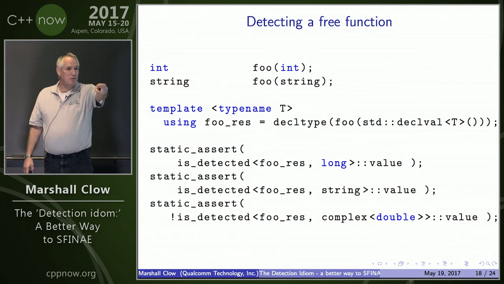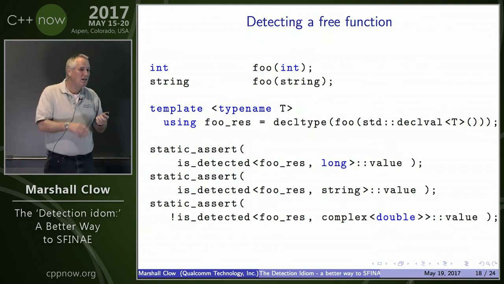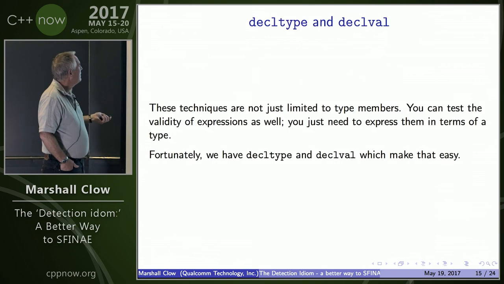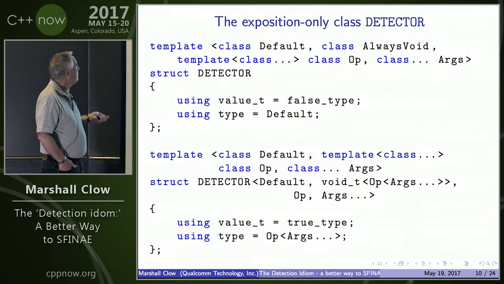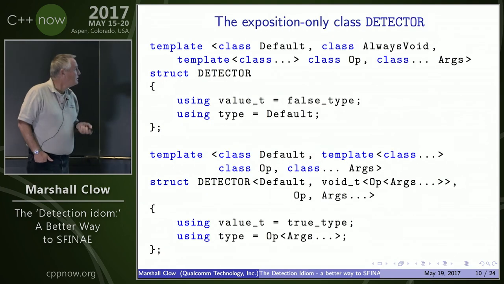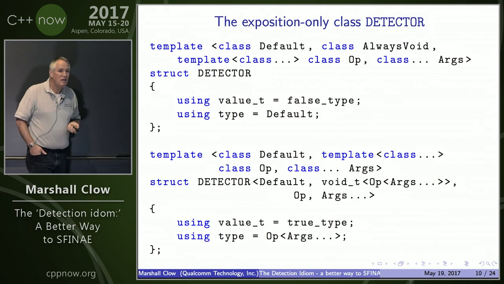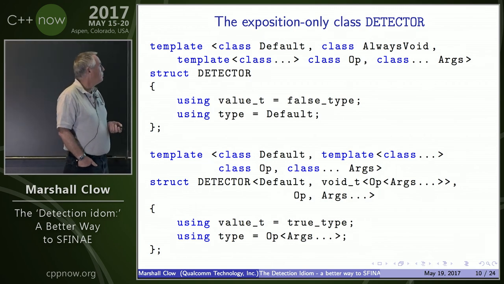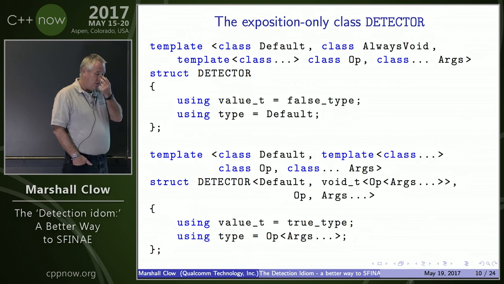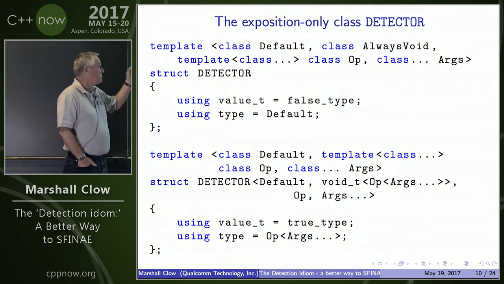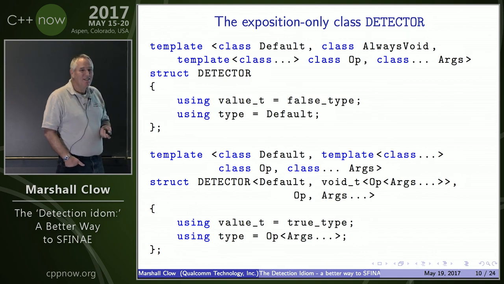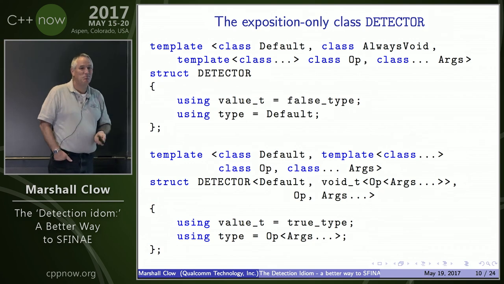Who was second? I have a question. In the earlier slides where you showed the exposition, it only detected class. Often we make simplifications for our slides. Have there been any simplifications made on this slide? Nope. If you want, I think I have a link to the Library Fundamentals TS at the end of the slides. If there's been any simplifications here, it's because I copied it wrong.